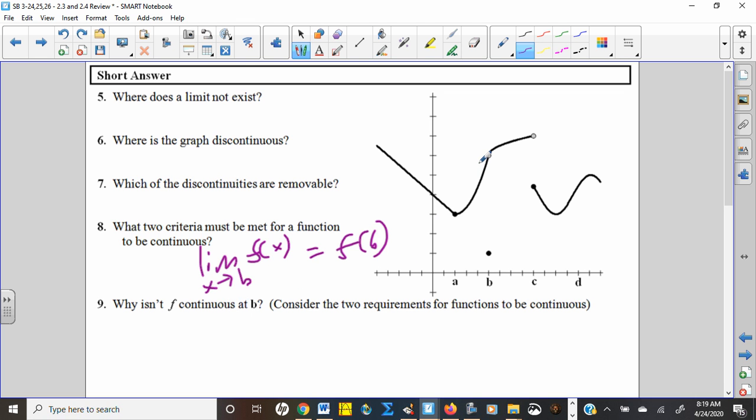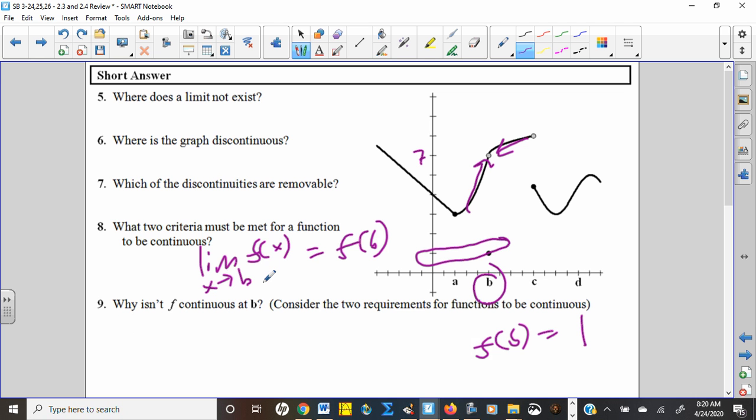So why isn't the function continuous at b? Well, the first part is met because the left limit is approaching, I think this is 7, so we'll call it 7. The right limit, as we approach b from the right, the y values are approaching 7. But there's a hole there, and the function defines f of b as being equal to 1. So why isn't f continuous at b?